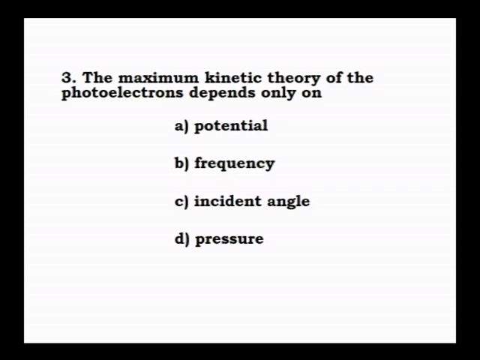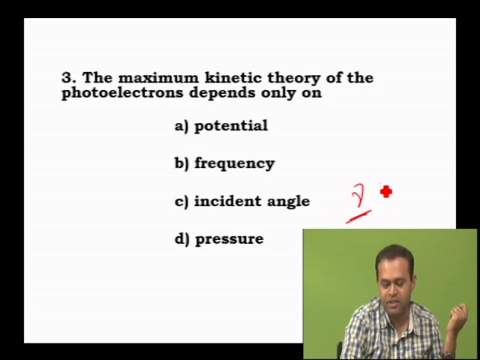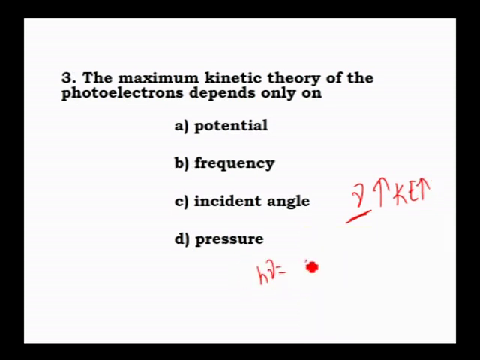Then question number 3, already told, the maximum kinetic energy of photoelectron depends only on frequency, correct? Because as frequency increases, the value of kinetic energy also increases. How? You know that Einstein equation, h nu equals phi naught plus half m v m square, correct? For a given metal, work function is constant.